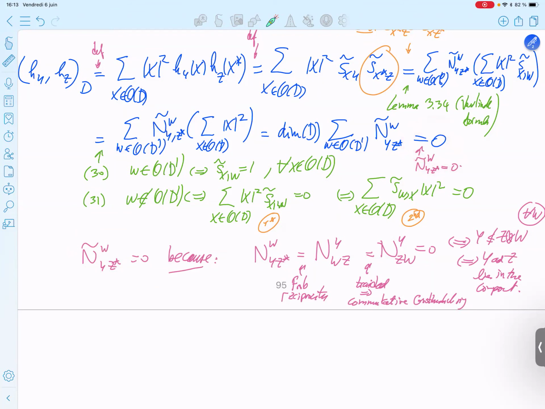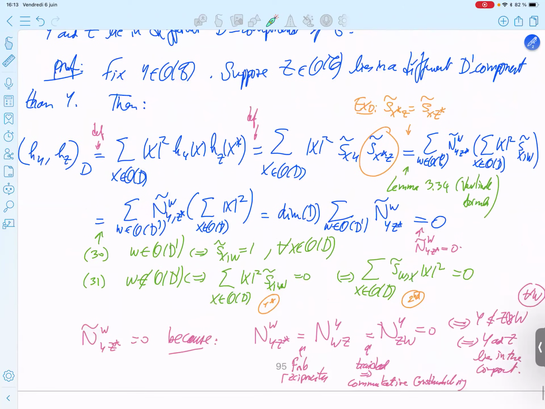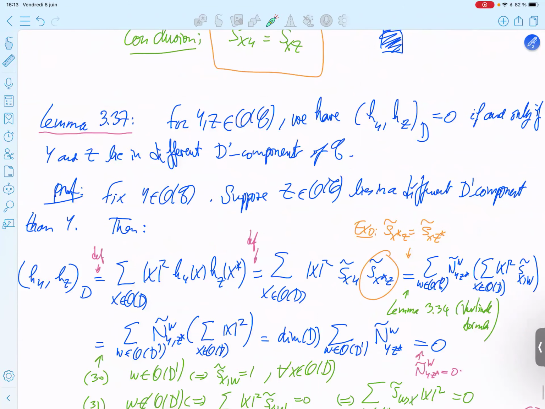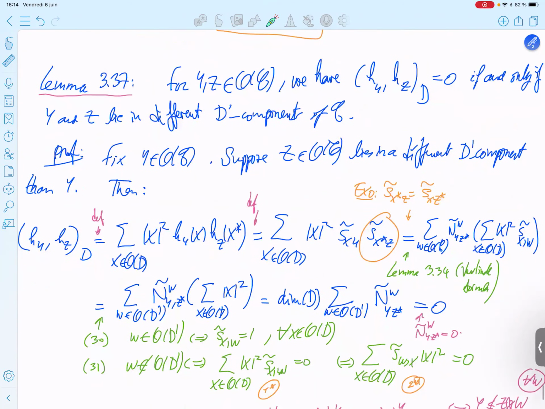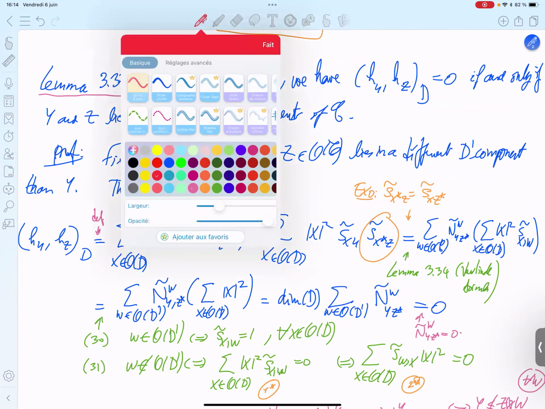And okay, so we have this equal to 0. So we proved one way: we proved that if they lie in different components, then we have that. And now we will prove the other way after the pause. The pause is 10 minutes delayed, but it does not matter.